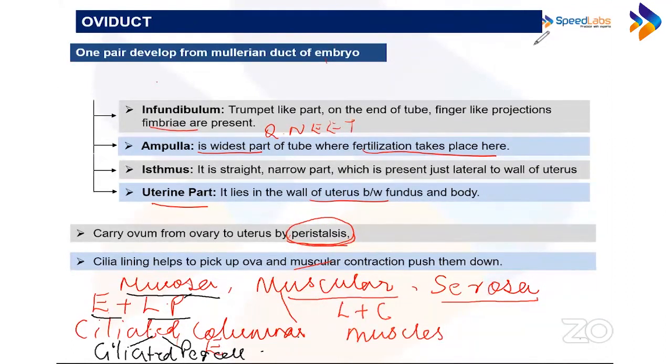Ciliated epithelium. My voice is not clear. Which layer did you say made sure that implantation takes place in the zona pellucida?